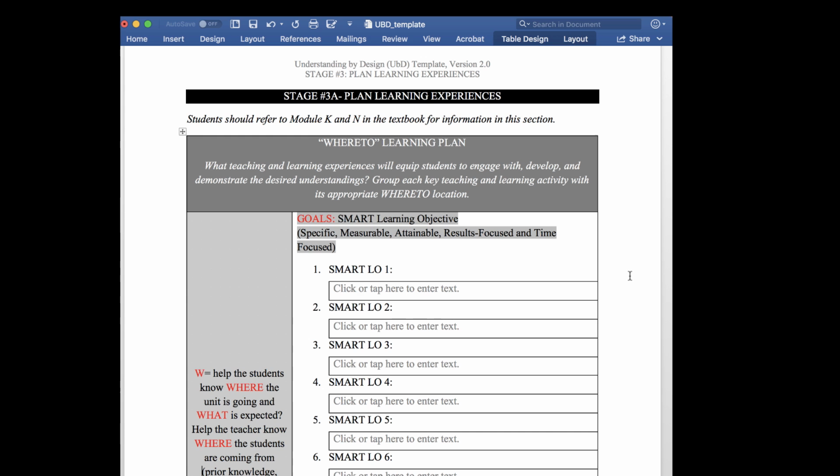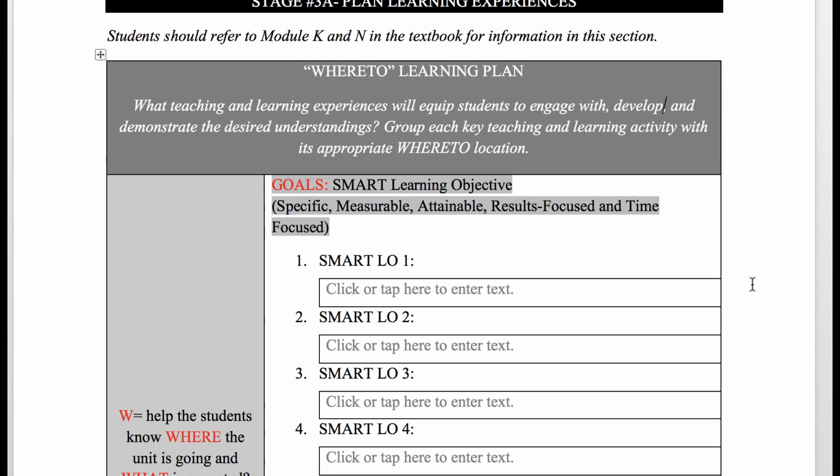The important thing about Stage 3 is that we want to tie in what we have planned in Stage 1 and Stage 2 for the curriculum. So WHERETO learning plan? What teaching and learning experiences will equip students to engage with, develop, and demonstrate the desired understandings? Group each key teaching and learning activity with its appropriate WHERETO location.